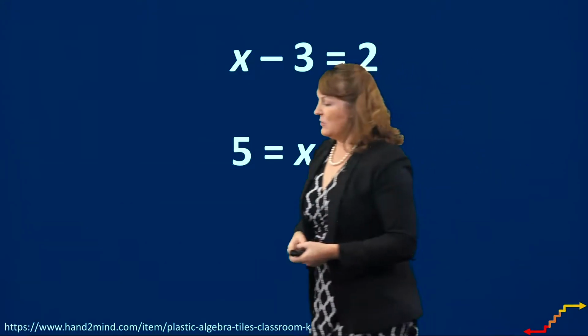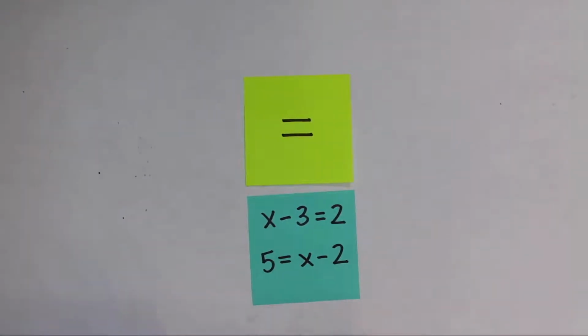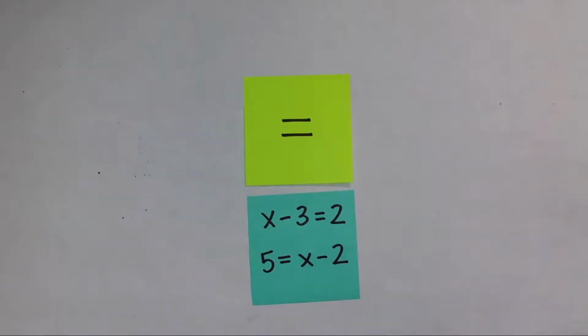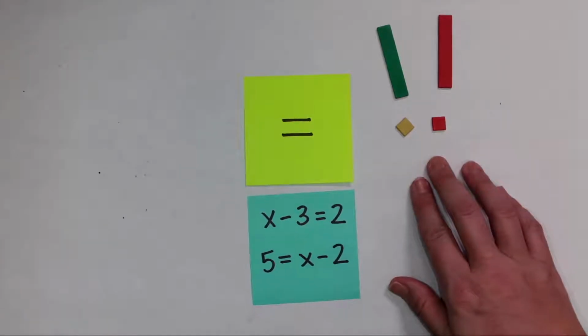Now, as we're solving these equations, it's important to have them written out for students. So I've just written mine on a sticky note here. You might write yours on a whiteboard or whatever other resources you have. And we're going to use the algebra tiles. Algebra tiles look like this. I'll go ahead and bring in just a few so we can talk about them first.